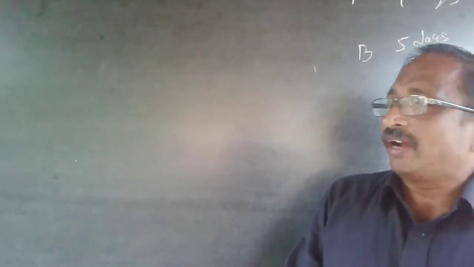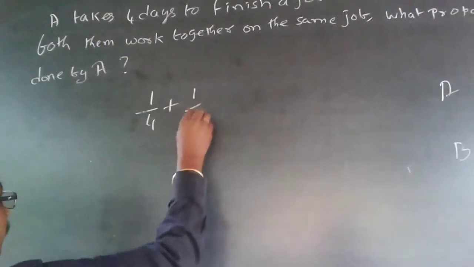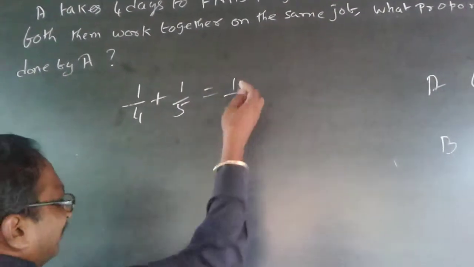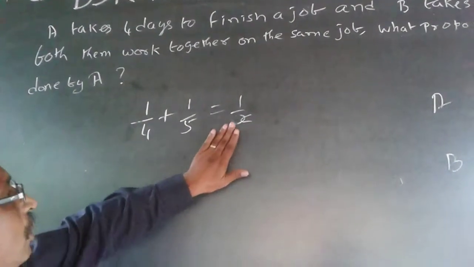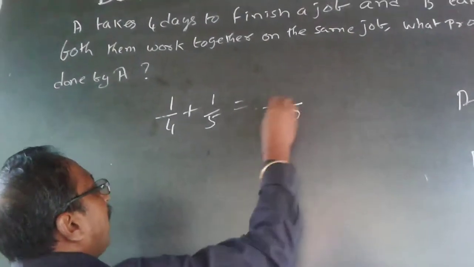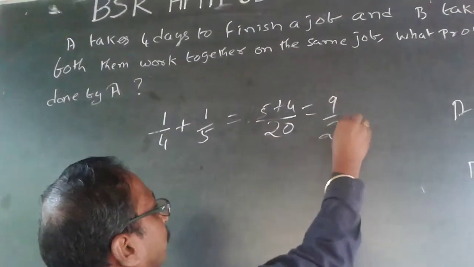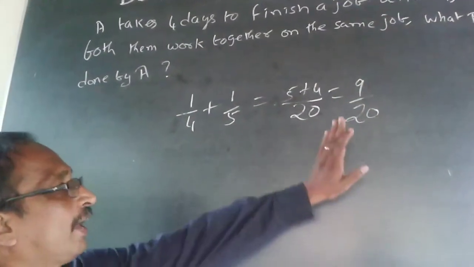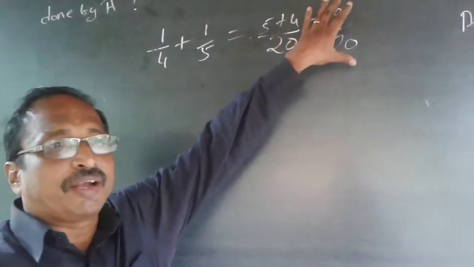Now find out what both of them put together can do in 1 day. In 1 day they will do 1 by 4 plus 1 by 5. The LCM will be 20, so it is 5 by 20 plus 4 by 20, which is equal to 9 by 20. So in 1 day, they will do 9 by 20 of the work.